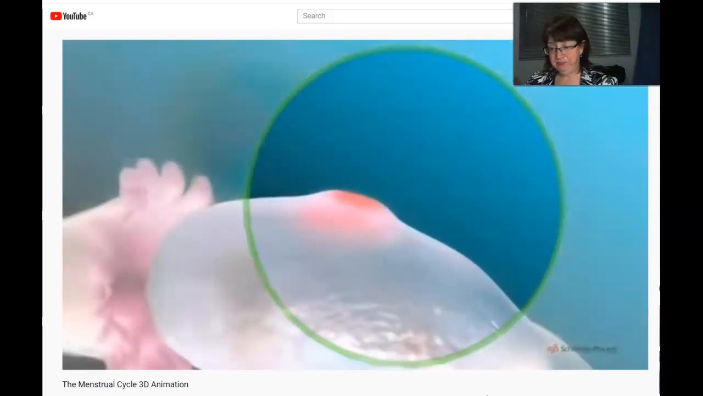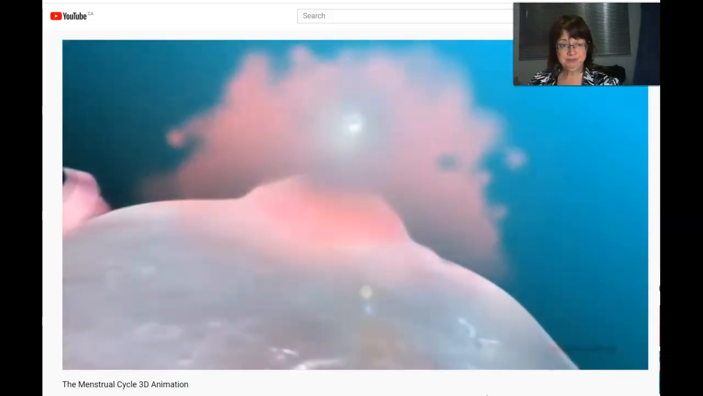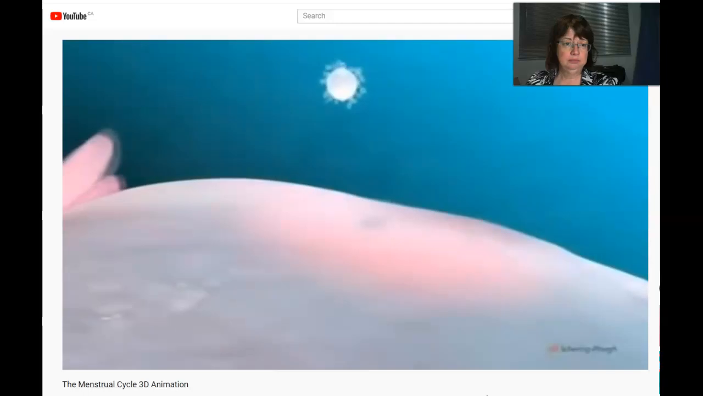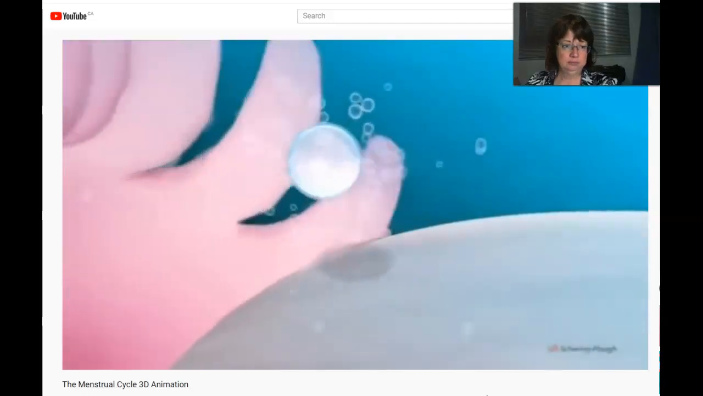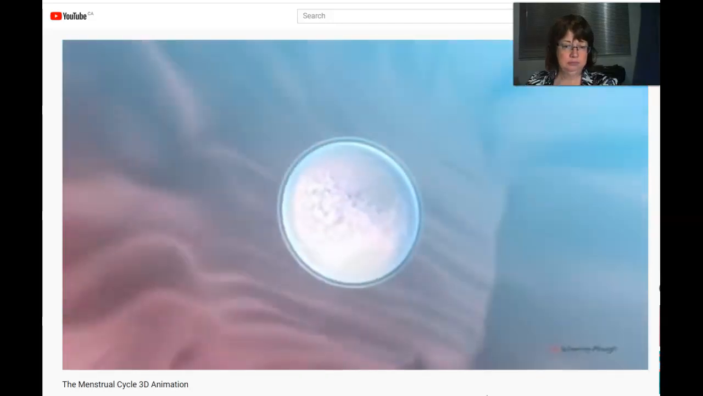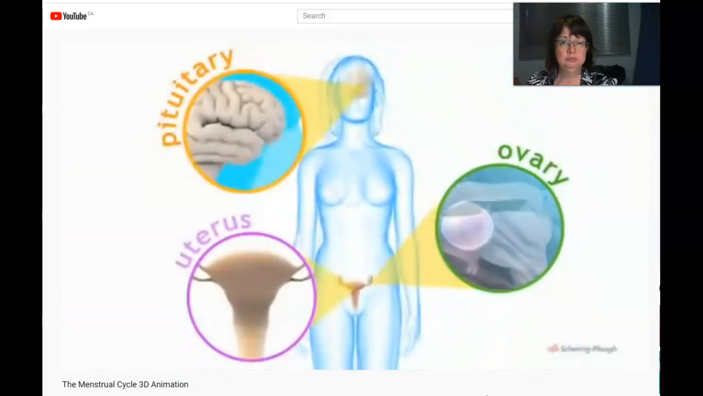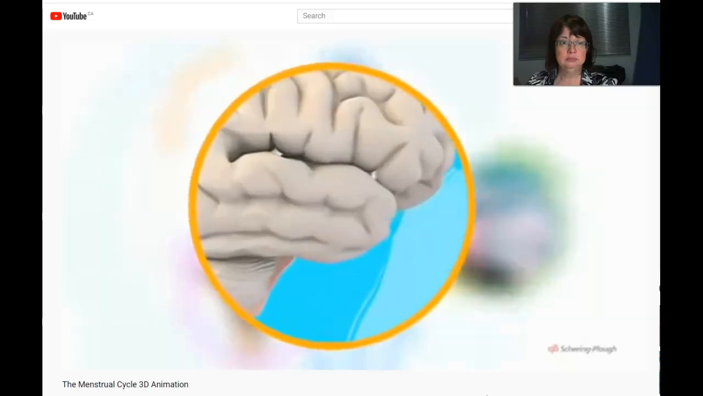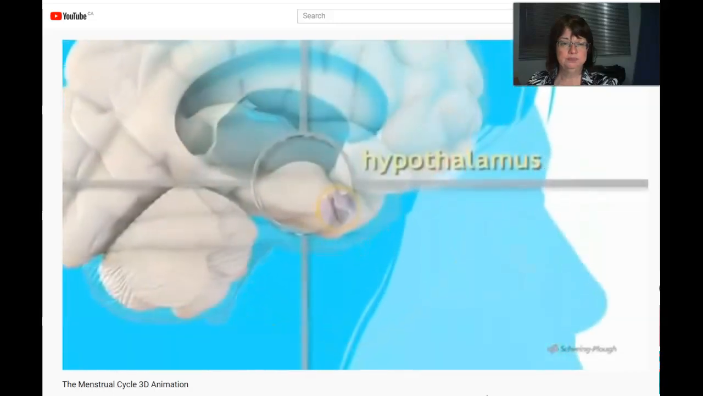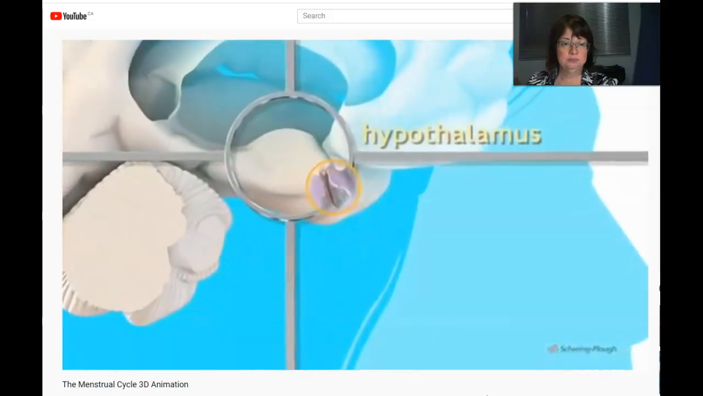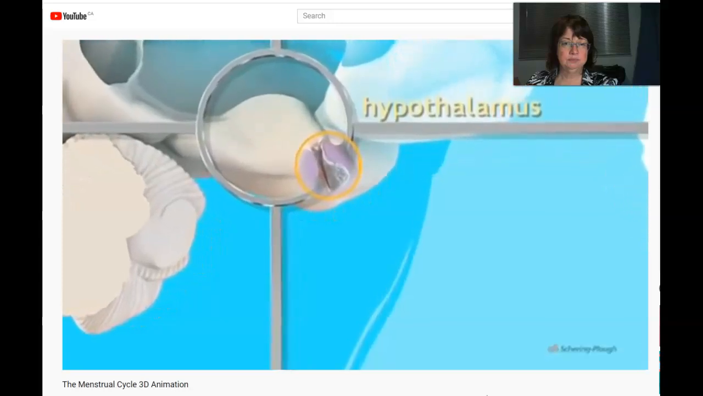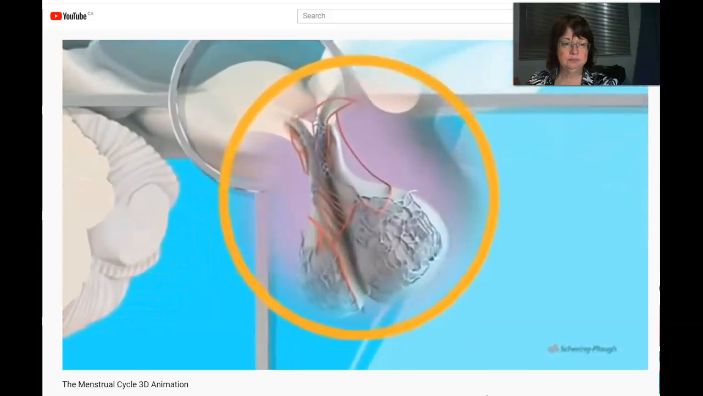Each month, one or other ovary releases a single egg, an event known as ovulation. It is brought about by a series of complex interactions between the pituitary gland, the ovaries, and the uterus. The pituitary gland is itself under the control of this small area of the brain known as the hypothalamus. A new menstrual cycle begins.